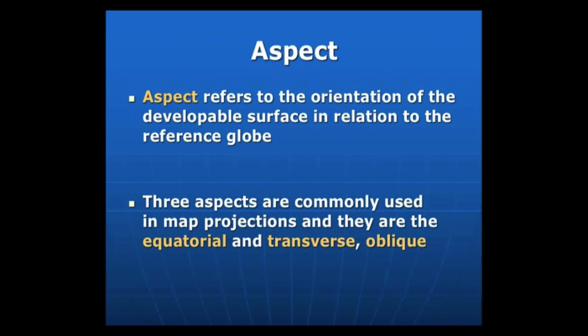But, as I was picking on Stephen for a minute there earlier, we don't have to always have our globe standing straight up, right? We can have different aspects of how we want to map things. So the three most common aspects are equatorial, like the one that we were doing with the cylinder, transverse, which is following lines of longitude, and oblique, or other, if you will.